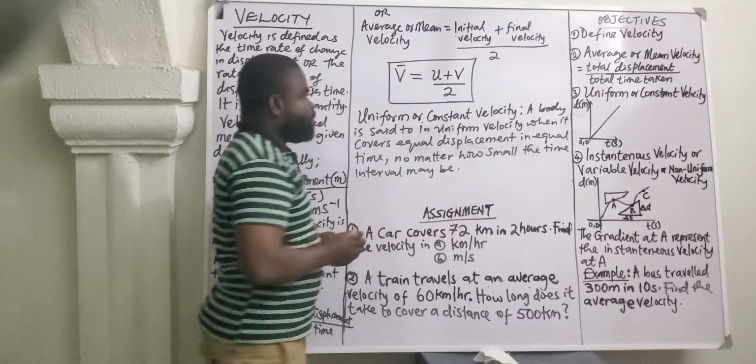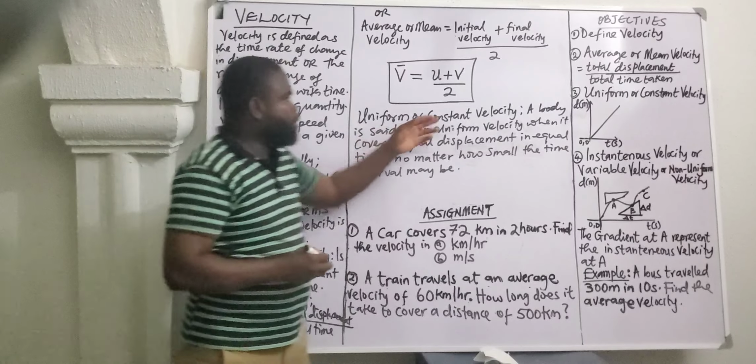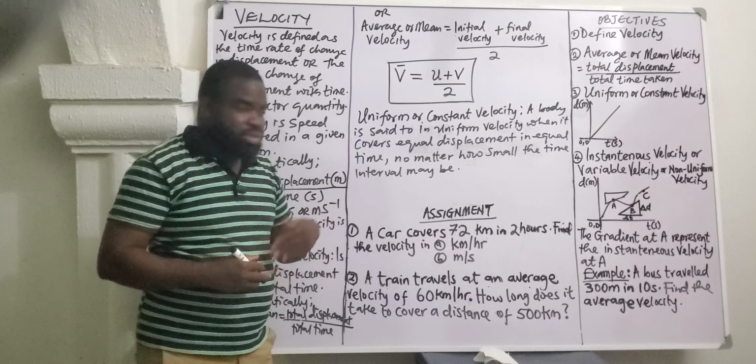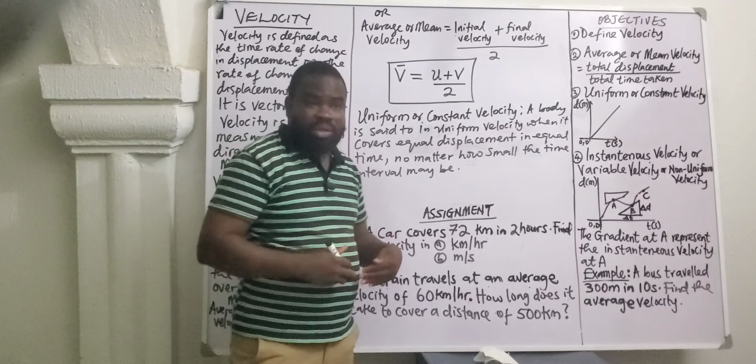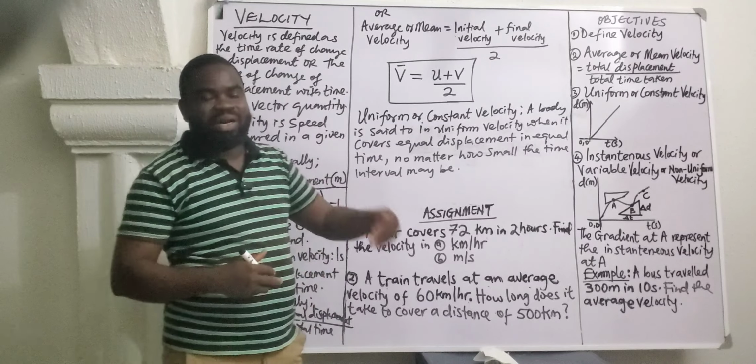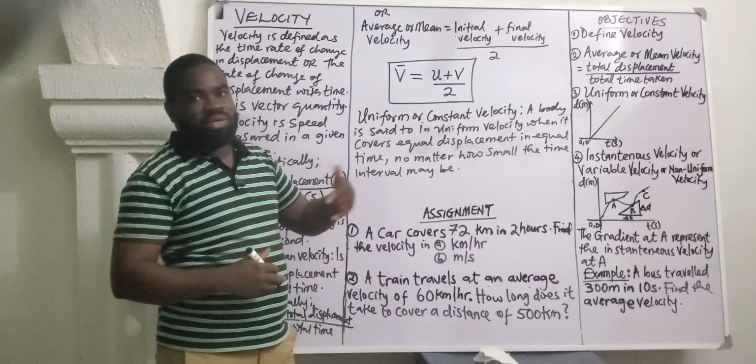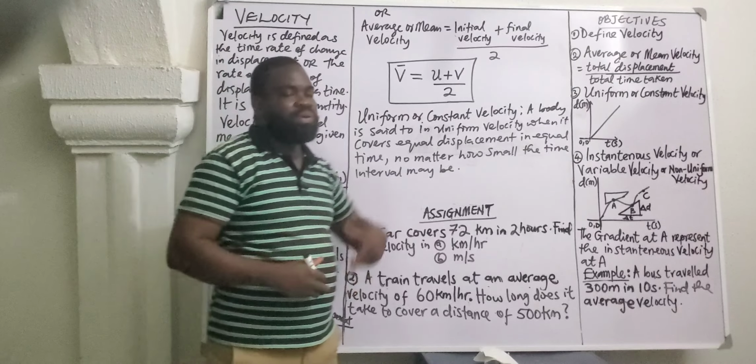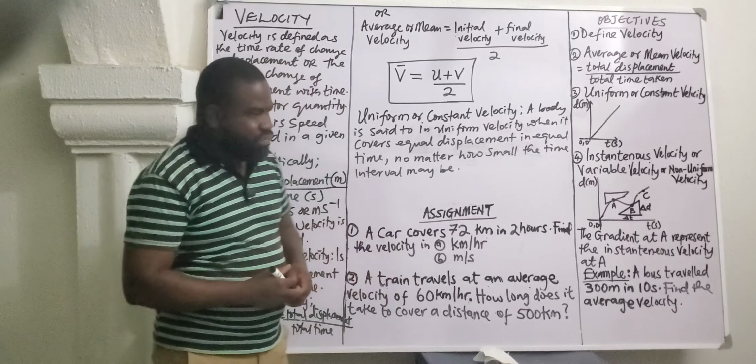Then, another way we can define this uniform or constant velocity is to say that the rate of change of the displacement with time of that body is constant. In fact, that is why we also call it constant velocity.